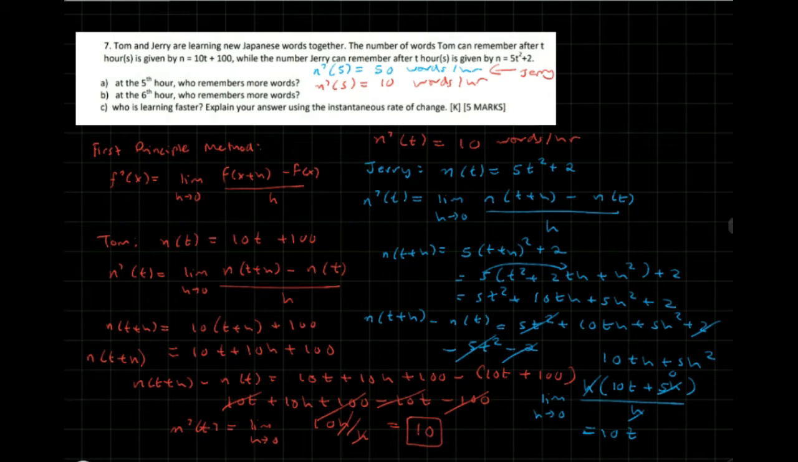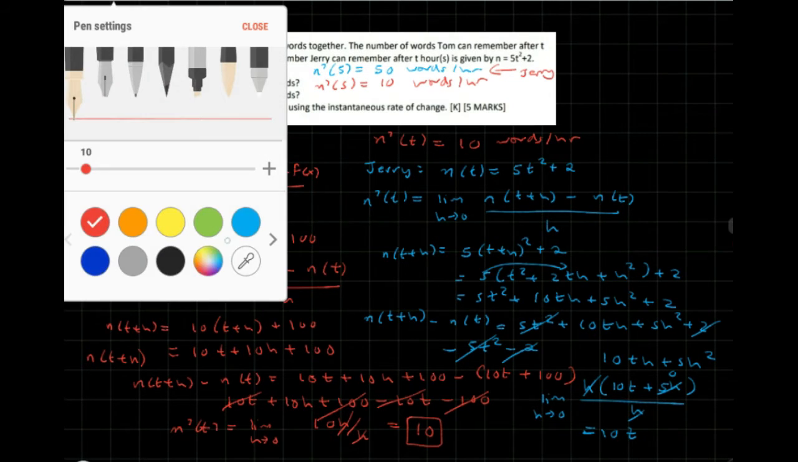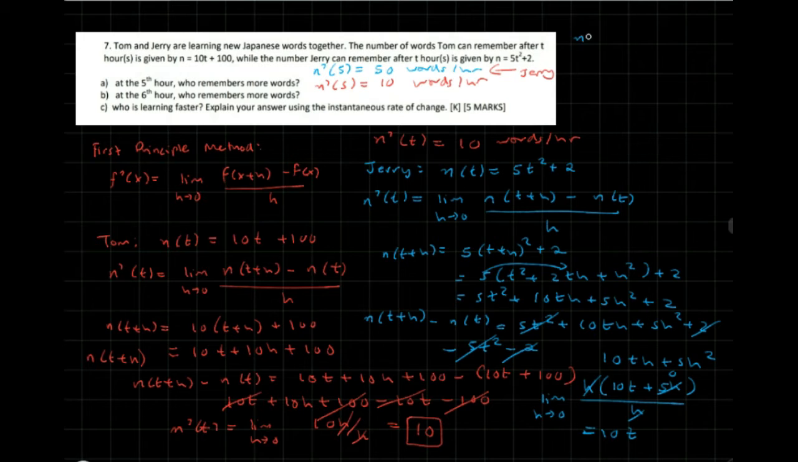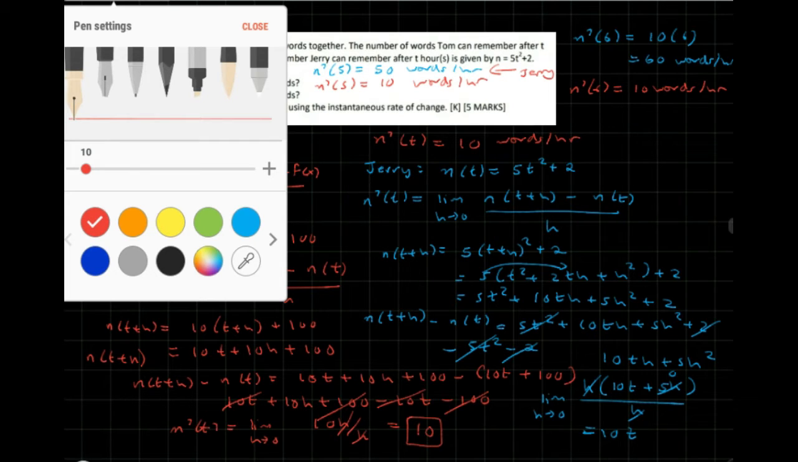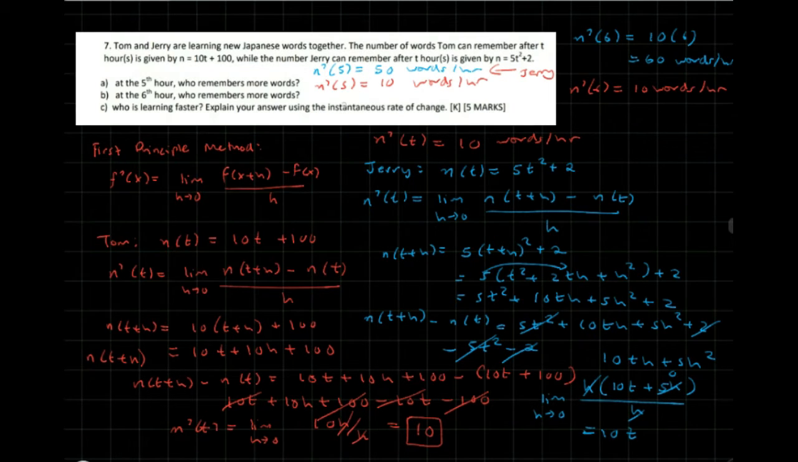Right, for part B, for the 6th hour, we know that his reading speed is n prime of 6, which is 10 times 6. So he's going to do 60 words per hour now. So he's reading actually a lot faster, but Tom is still reading at 10 words an hour. So in the 6th hour, Jerry's still remembering more words.